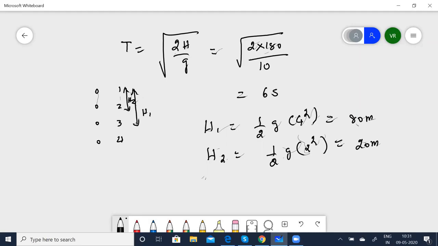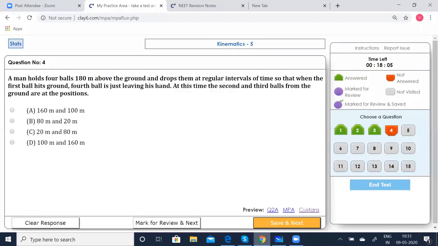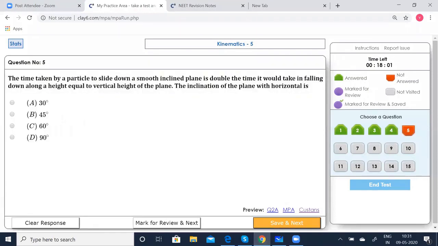So the height from the ground, you have to calculate from the ground, right? So it is going to be 180 minus 80, which is equal to 100 meters. And for the second position, it is 180 minus 20, which is equal to 160 meters. So which is the correct option? 160 and 100. So A is the correct option. Save that and go to the next.